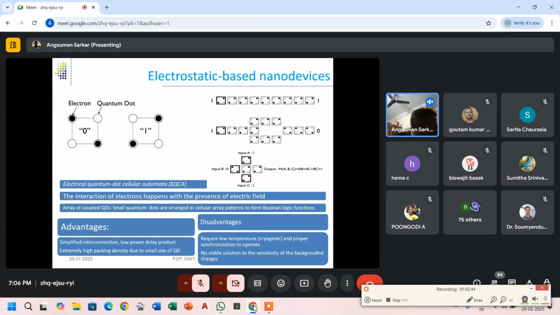But let us look at the disadvantages. Cryogenic temperature is required. Very low operating temperature is required, and still now there is no solution to it. Proper synchronization is also required among these quantum dots. Still now no viable solution has been obtained to solve this. So this is the second type of device, electrostatic-based nano devices, also aiming to replace the conventional MOSFET, but there are some problems also.